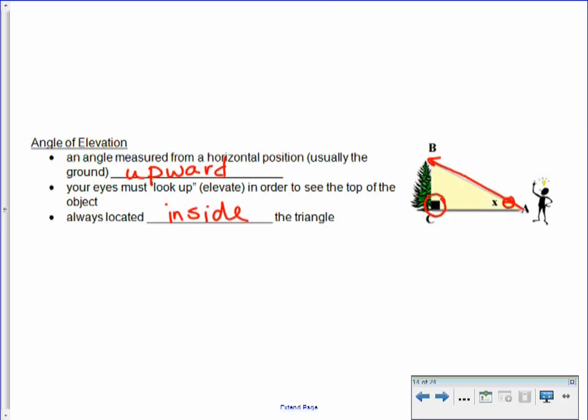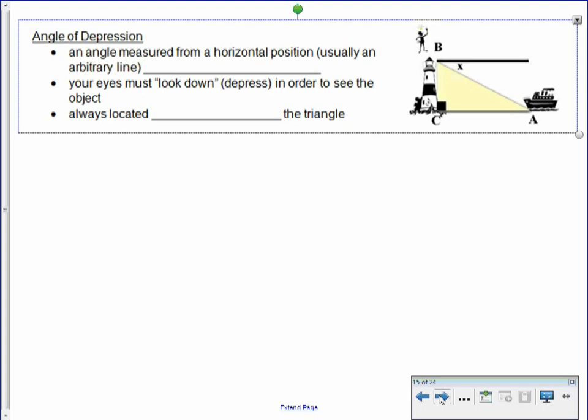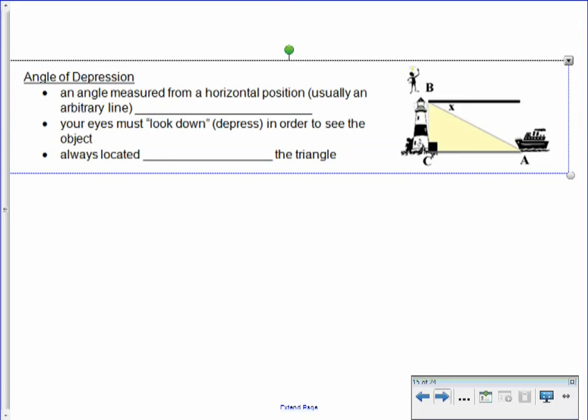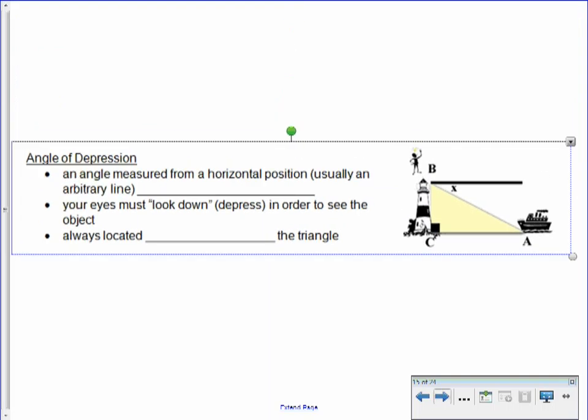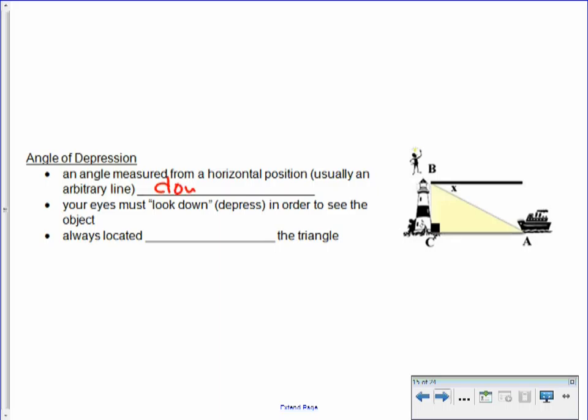Now, besides an angle of elevation, they may also reference something called the angle of depression. So this is not a sad angle. This is another type of way to look at a problem. It's an angle measured from a horizontal position, so it's kind of the same thing, except it's usually downward.